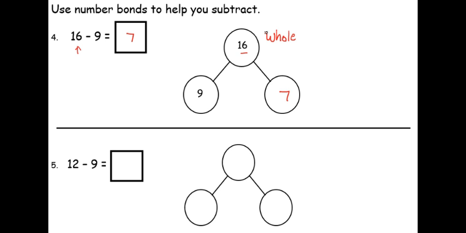In the last problem, I have 12 minus 9. 12 would be my whole. 1 part would be 9. When I subtract 9, I'm going to end up with 1 more than what's in my ones column. 12 minus 9 would be 3. That means that 9 and 3 together make 12.